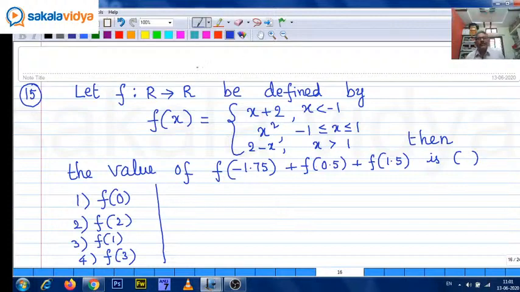Now we need to check which interval minus 1.75 belongs to. Similarly 0.5 and 1.5. Accordingly we need to find f of minus 1.75, f of 0.5 and f of 1.5, and again check the options. So this method needs to be applied here. That is what I am explaining. You might not have attended yesterday's class. Watch yesterday's part 1 and part 2 classes. That was purely a concept class. So now let us move to the problem. Solution.